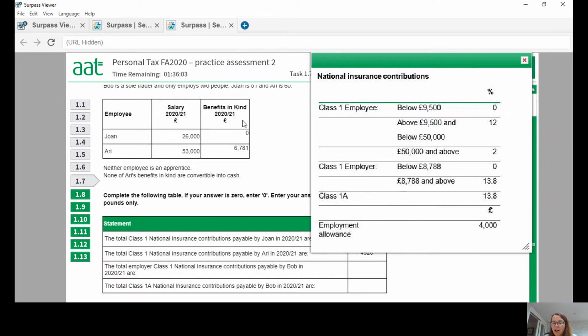From that, I can deduct the employment allowance. The employment allowance only comes off class 1 employer contributions. So minus 4,000 gives me a figure of 4,476. Class 1A is payable on the benefit. This is the easy bit, 6,781. Class 1A is just a straight 13.8%, which rounded down gives me 935.